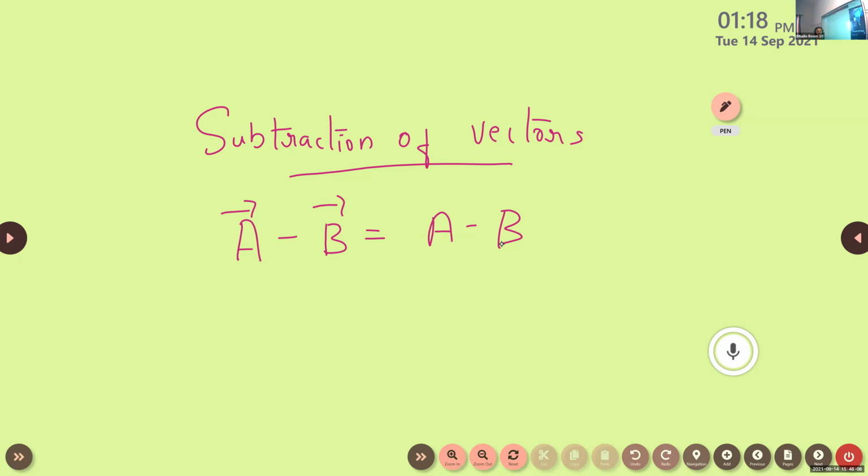Subtract the magnitude of the vector with the smaller magnitude from that of the vector with the larger magnitude. So vector A minus vector B is equal to A minus B, or the reverse case is also possible. Vector B minus vector A is equal to B minus A. Try to subtract the vector with a small magnitude from that of the vector with a large magnitude. The reverse case is also possible.